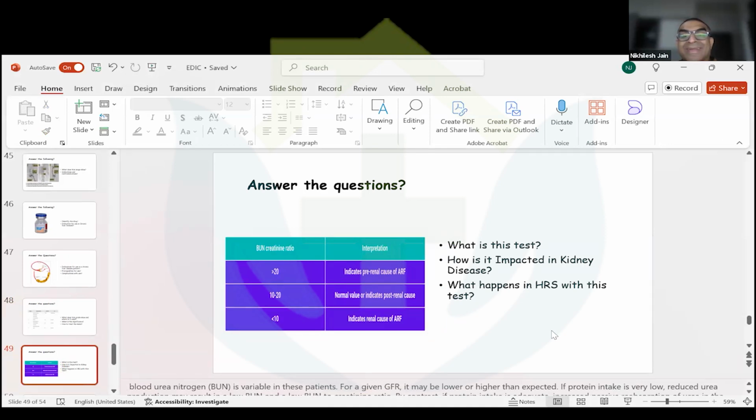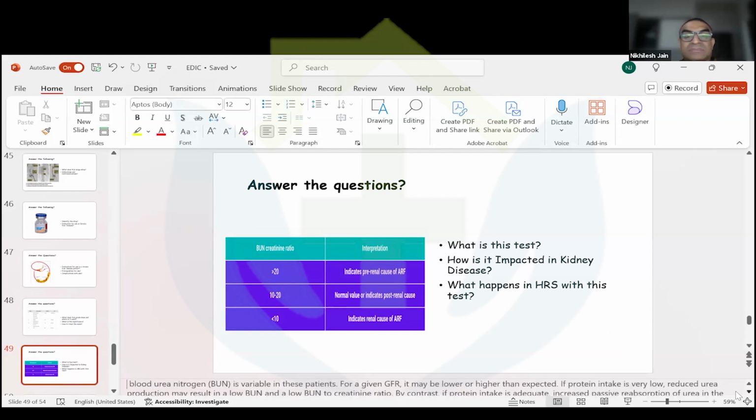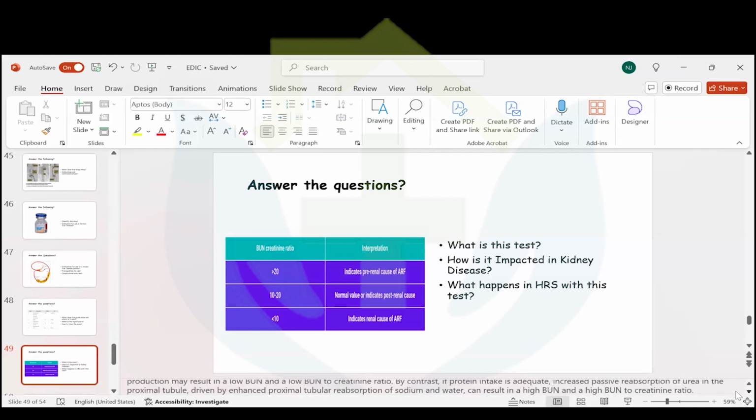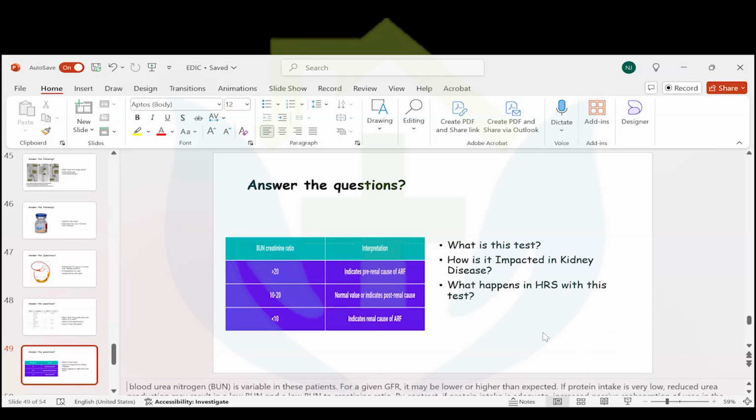What happens? In HRS, it will be more than 20, which indicates a pre-renal cause of AKI. Okay, so what would happen in HRS? The BUN creatinine ratio will be more than 20. Correct. The BUN creatinine ratio that you get would be higher, right?